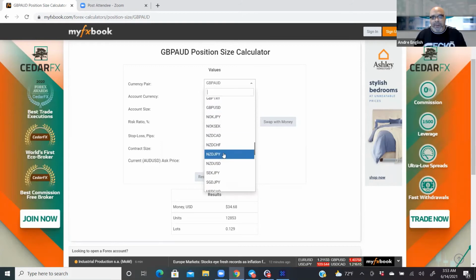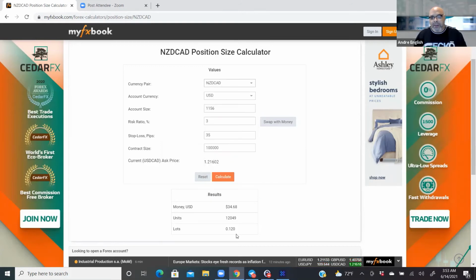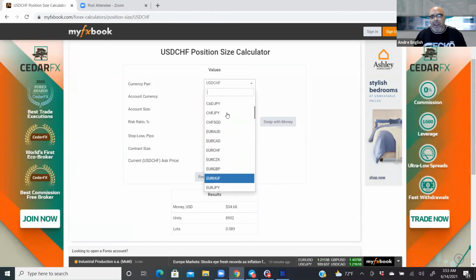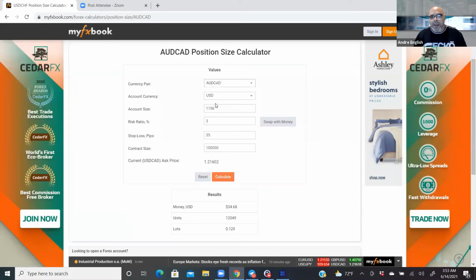So let's go down and try something else. NZD CAD, 12 cents. They're all going to be different. USD CHF, 0.09, 0.08, excuse me. And so when we use this calculator, it allows us to get into the trades properly and effectively so that we can make the most money possible on our trade and make sure that we're still managing our risk in a responsible way.